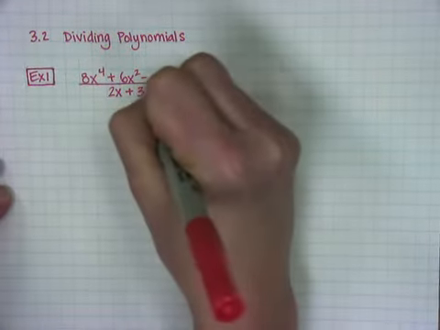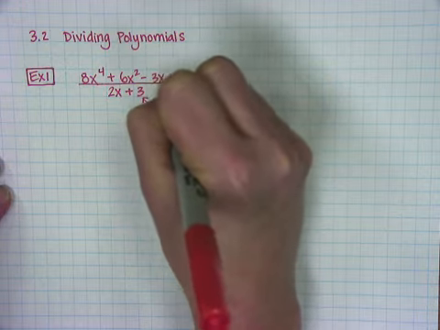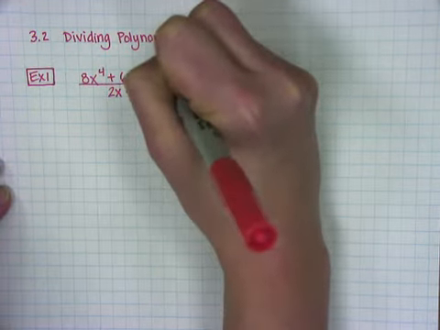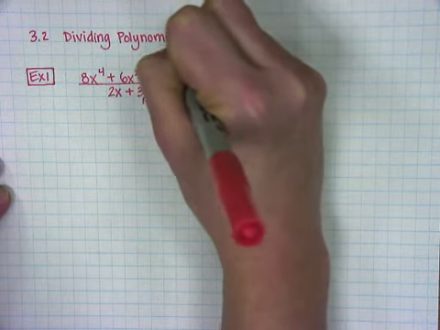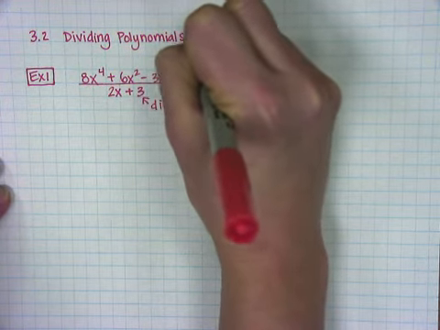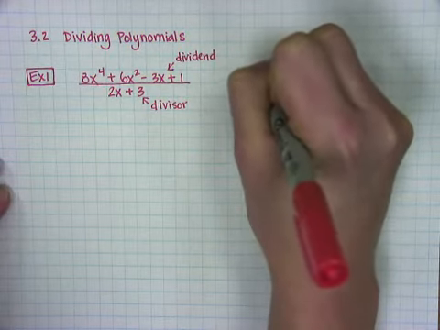By the way, this is the divisor. I'm pretty sure. Yeah, good. I got it right. Had to check in the book there for a second. And this guy is called the dividend. So we're going to put the divisor out in front, 2x plus 3.